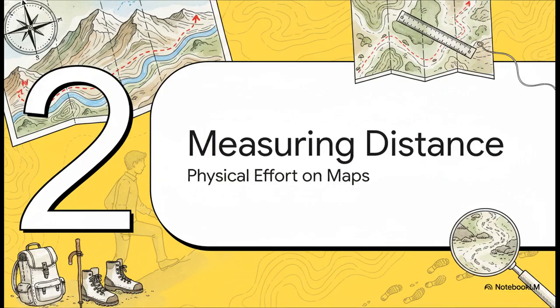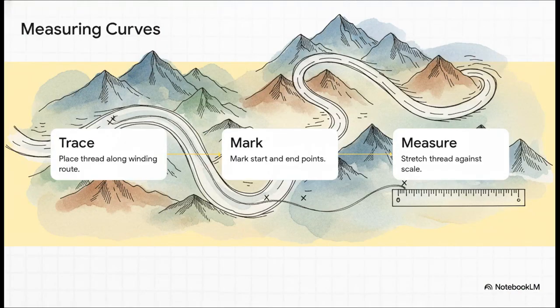Moving right along to section 2, measuring distances and areas. Okay, so knowing the scale is great for straight lines, but let's be real, nature rarely moves in straight lines. How on earth do you measure a winding river or a twisting mountain road using a stiff, straight ruler? Well, you can't. Map makers actually use this fascinatingly analog method.